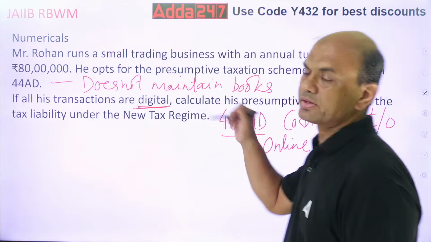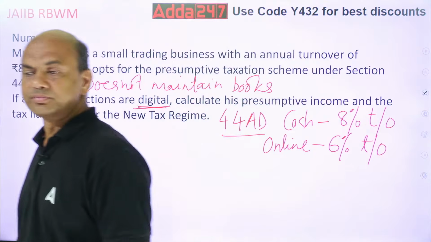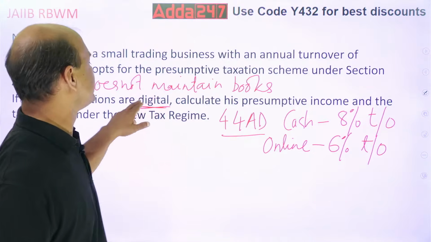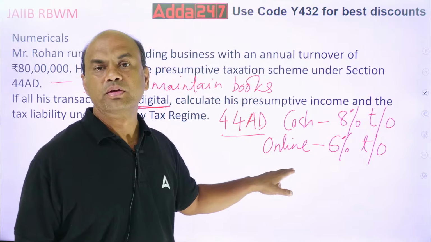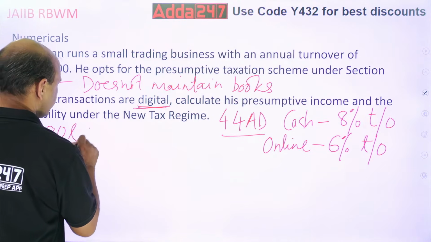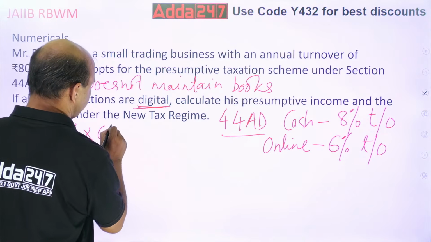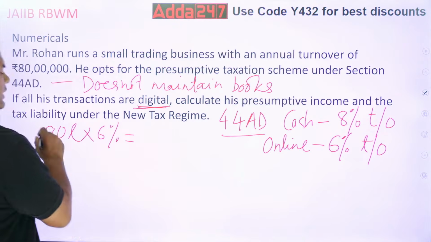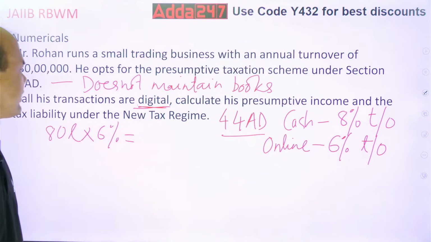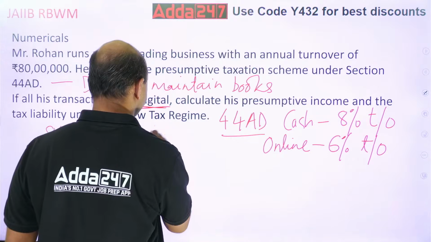So now what is given over here? I have given you the hint. Now you tell me, 8 6 are 48. You will take 6% now, why? Because it is given, it's digital, means online. So what is my profit in this case? 80 lakhs into 6%. So what is the answer? 80 lakhs into 6% is 4,80,000.